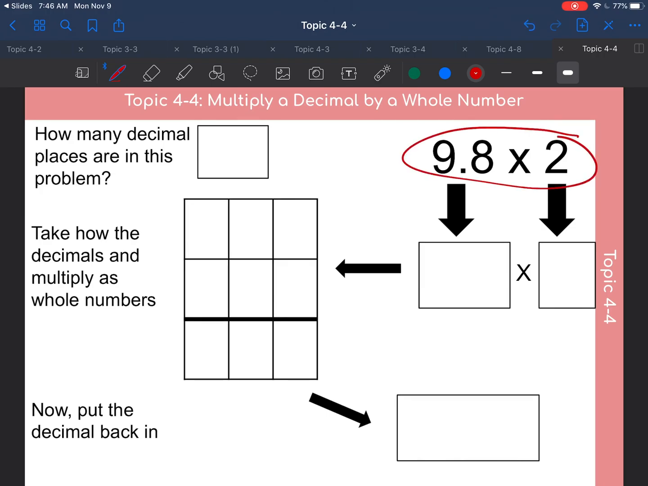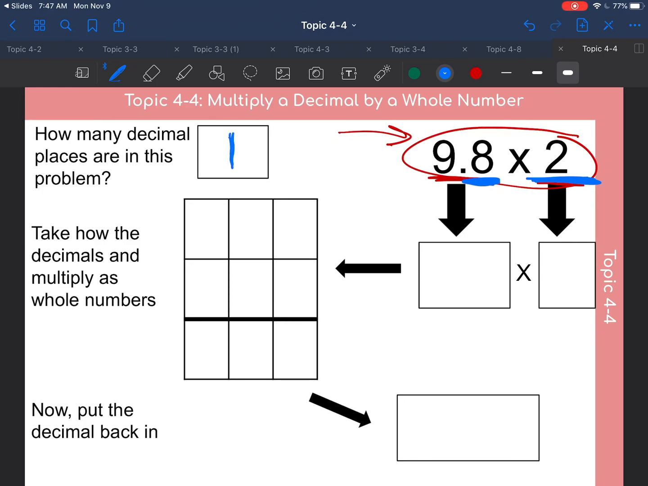It's 9 8/10 times 2. So we have 9 8/10 is our decimal, 2 is our whole number, okay? The first thing you always want to do whenever you're multiplying with decimals, okay, you want to see how many decimal places are in the problem. So in this whole entire problem, 9 8/10 and 2, how many total decimal places do we see? Well, 9 8/10 has one decimal place. 2, we don't see right now any decimal places. So in our total problem, we have one decimal place, okay?